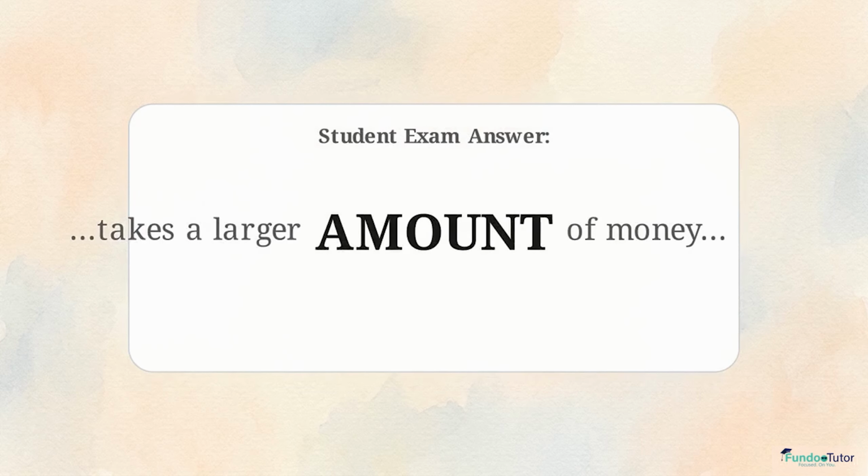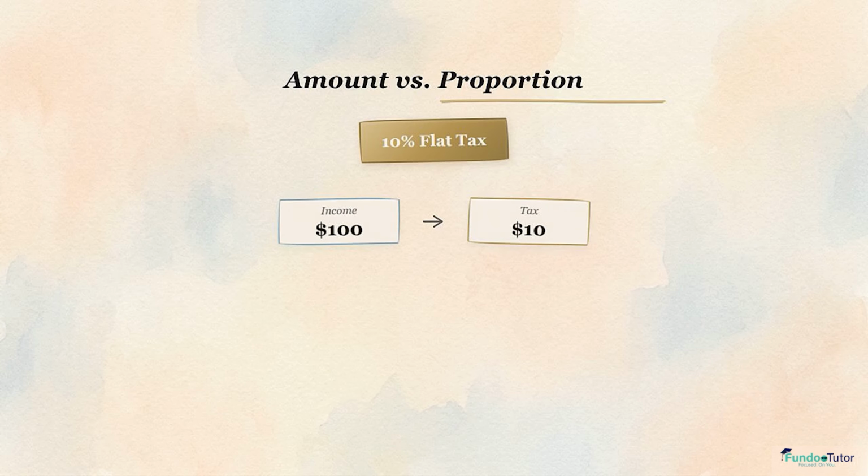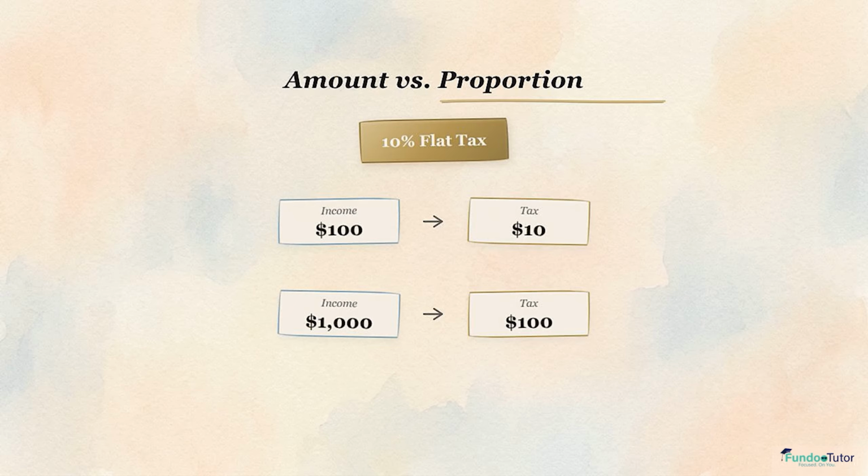To secure full marks when defining these taxes, you must use the precise word proportion or percentage. Writing that a progressive tax takes a larger amount of money will not earn the mark, because a flat tax also takes a larger absolute amount from a higher earner. The mathematical distinction rests entirely on that proportion.